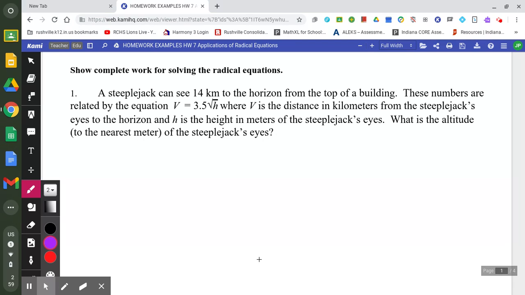So I'm going to take my equation, which is V equals 3.5 times the square root of h. And I got a number of 14 kilometers, and that is the only other information I got. So I have to figure out where that 14 kilometers goes. Right here, h is the height in meters of the steeplejack's eyes, so we don't know the height of his eyes. So the 14 will go in for V.